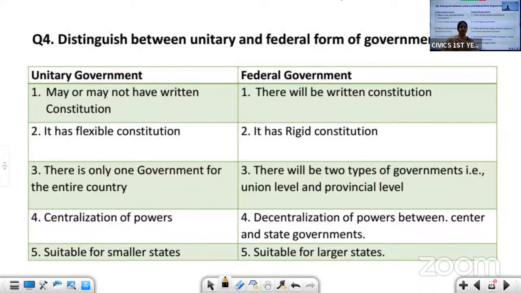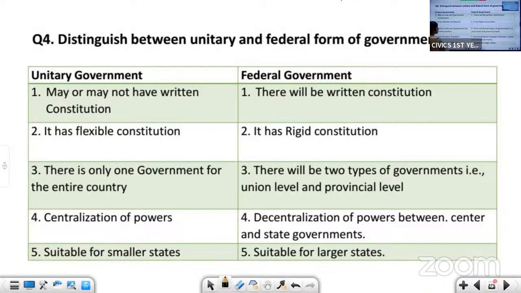We have already discussed the forms of government. We have discussed federal government, unitary government. Then we have discussed parliamentary and presidential government. We have discussed the merits and demerits of these types of governments. Today we will discuss the differences between unitary and federal government.